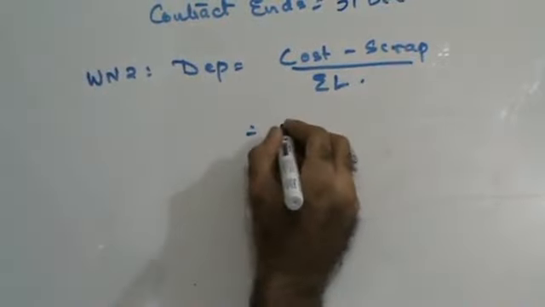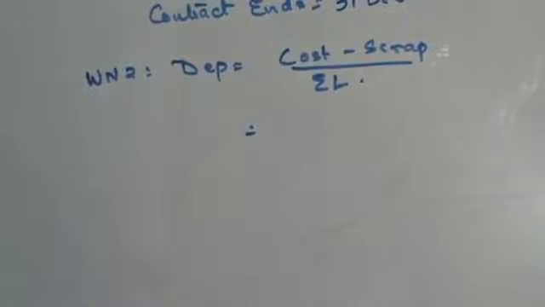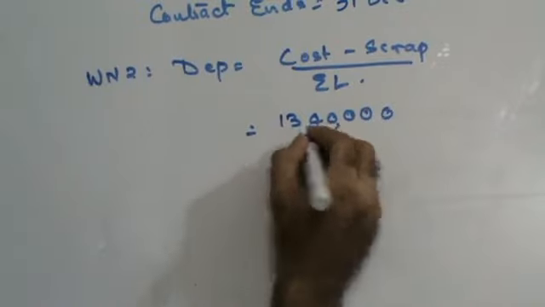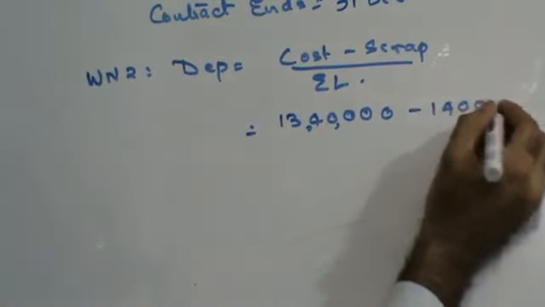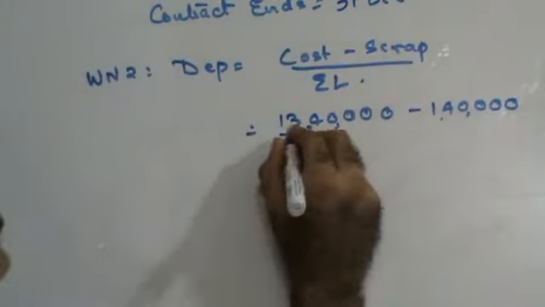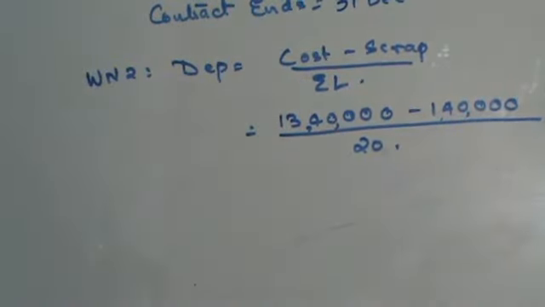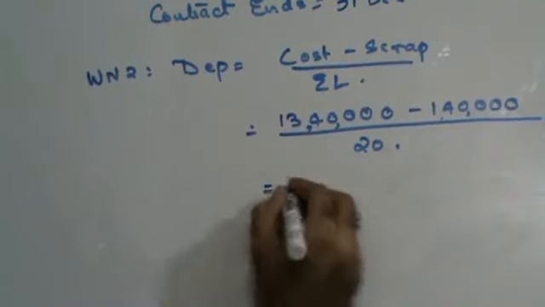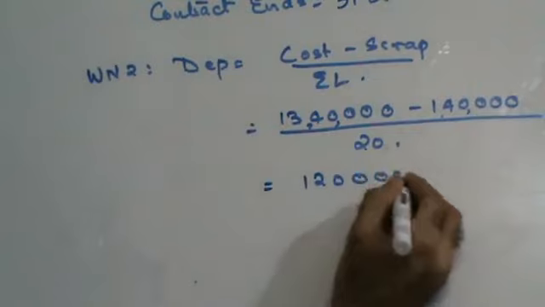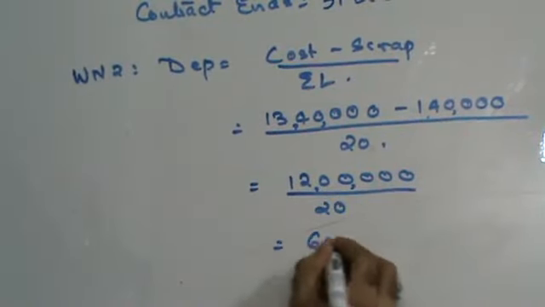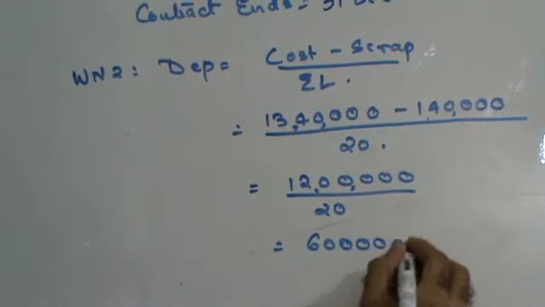Right? Cost of the asset is, someone tell me how much is the cost of the asset? 13,40,000. 13,40,000 minus 1,40,000 divided by estimated life, which is 20 months. Guys, how did I get 20 months? 11 months of contract and 9 months of estimated contract. So this is 12 lakhs divided by 20. How much is that? 60,000. 60,000 rupees a month.